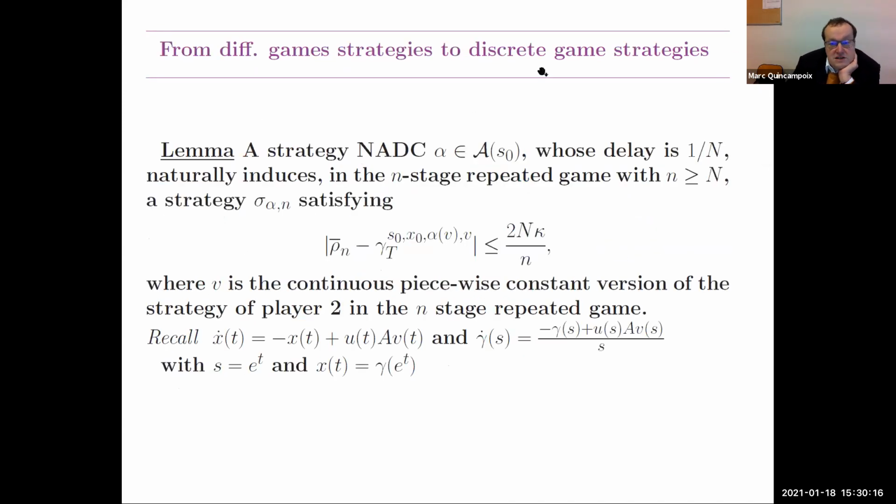And this is exactly this lemma. When we have a non-anticipative strategy with delay and piecewise constant, which I abbreviate by NADC, where the delay is 1 over n, it naturally induces a strategy in the n-stage repeated discrete game, such that the difference between the average payoff of the discrete strategy and the cost of the differential game can be estimated by this, for x0 small enough. I will not prove this theorem, but we have a way to associate to a non-anticipative strategy a strategy in the discrete game. Okay, I recall this, I can skip it.